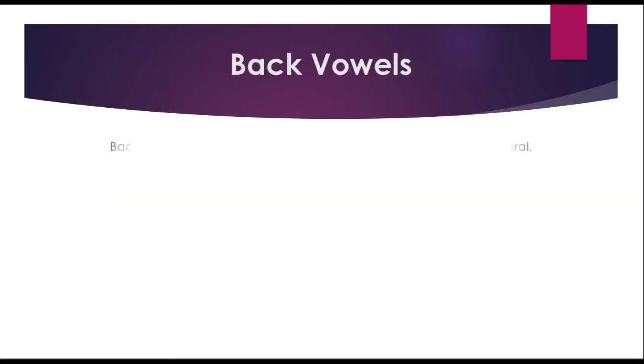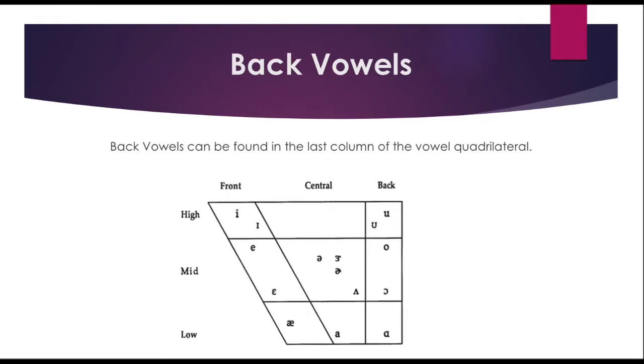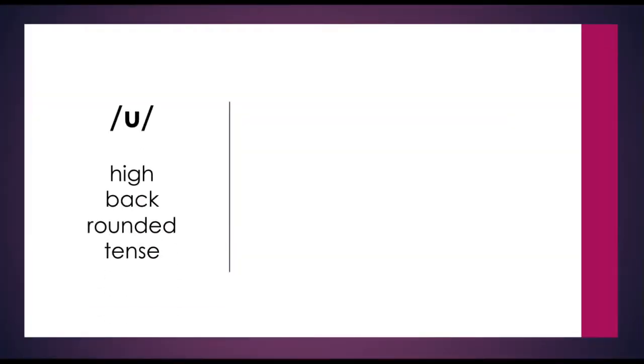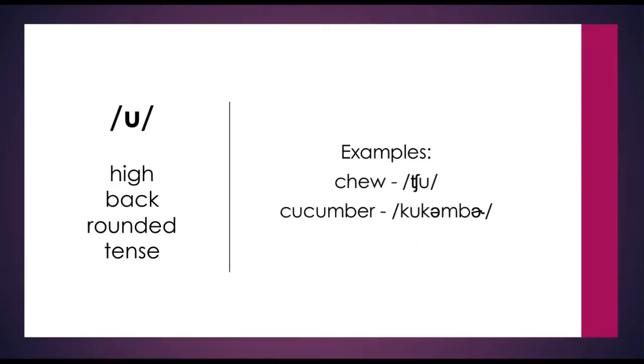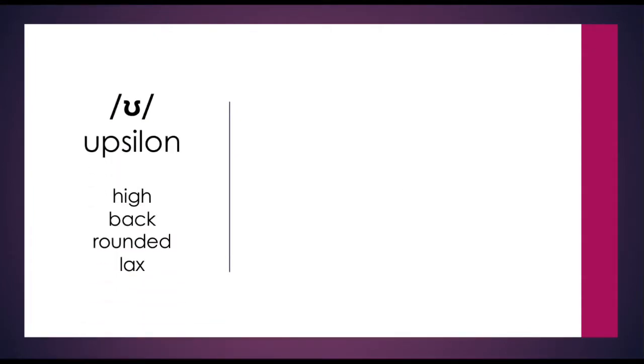And then that brings us to the back vowels. The back vowels can be found in the last column in the vowel quadrilateral here. You have this one first, which is a high back rounded tense vowel. Some examples of this one are going to be the U sound, like in chew and in cucumber. Then you have the upsilon. It's a high back rounded lax vowel, and some examples are put and stood, so it makes that sound.